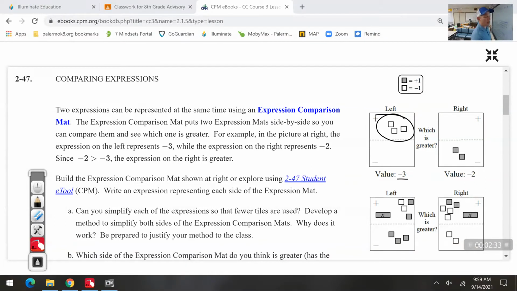Over here on the right-hand side, I have negative parentheses 2. Okay, and these are two expressions, negative 3 and negative 2. Which one is greater? That's the question here in the center. Is negative 3 greater or is negative 2 greater? Well, in this problem, we know that negative 2 is greater because it's closer to 0, it's less money that you owe someone, it is greater.